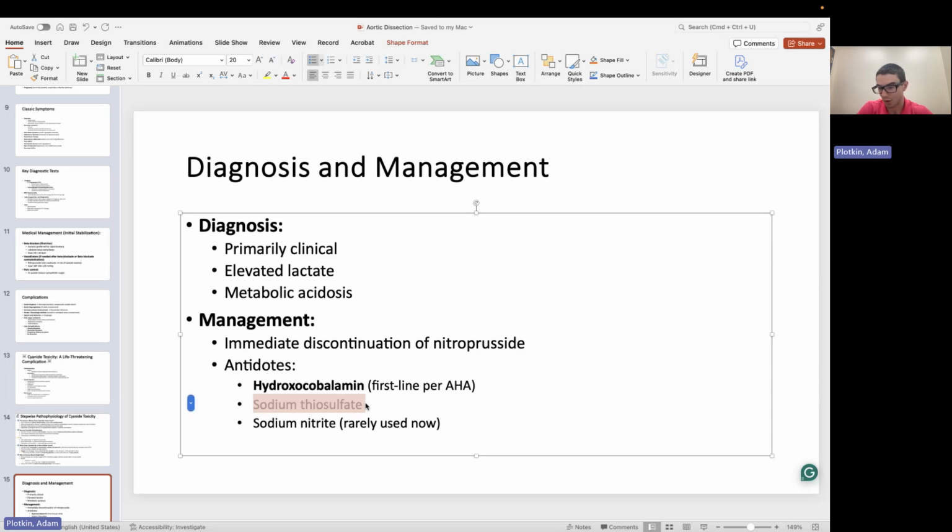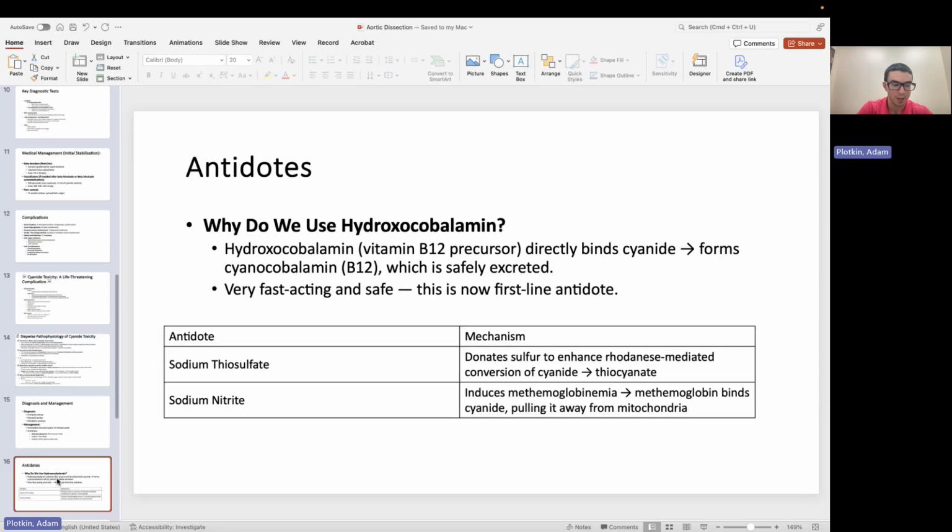Sodium thiosulfate can be used as well, and sodium nitrate is rarely used now. So how do these antidotes work? Hydroxycobalamin is a vitamin B12 precursor. It directly binds to cyanide. It forms cyanocobalamin, which is B12, and then that's safely excreted. So again, we have this vitamin B12 precursor. It binds to cyanide, which forms B12, which is safely excreted. This is safe, it's fast acting, and is now the first line antidote.